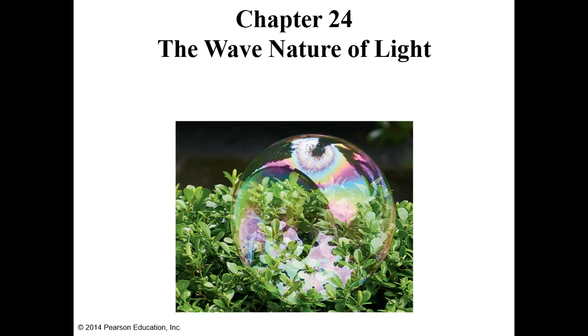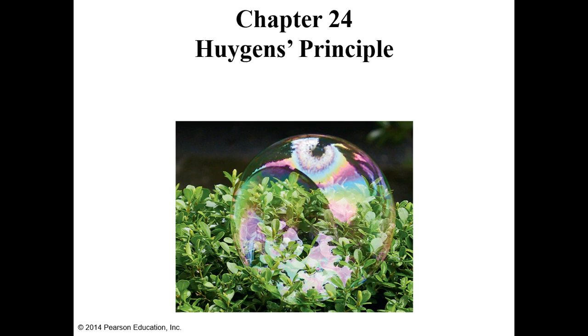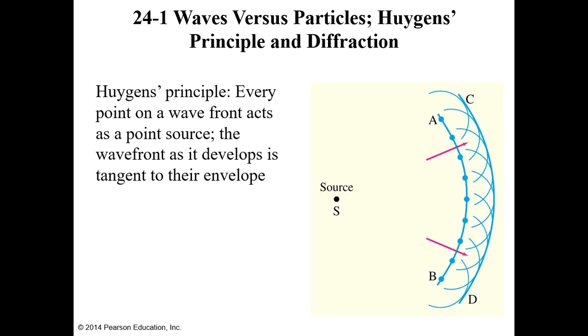Here in chapter 24, we are going to start turning to how light behaves more like a wave than it does a particle. So we'll start off our discussion by talking about something called Huygens' Principle. Christian Huygens was a physicist that lived at the same time as Isaac Newton and did a lot of great research on the movement and the properties of waves.